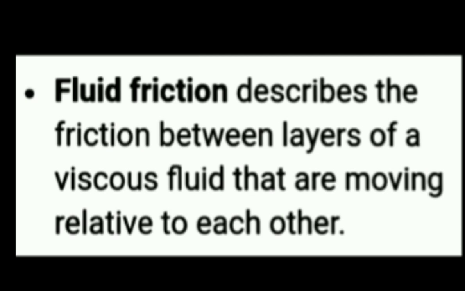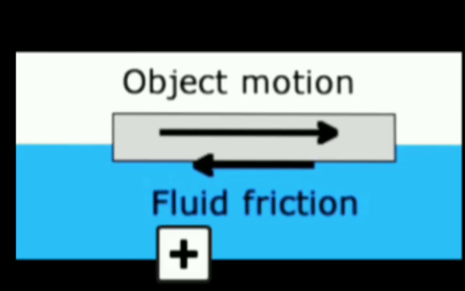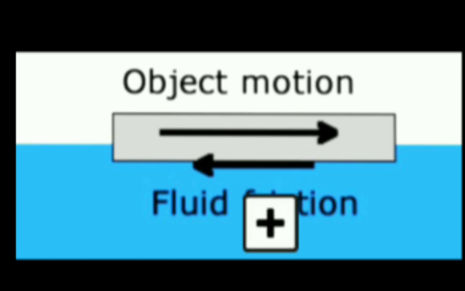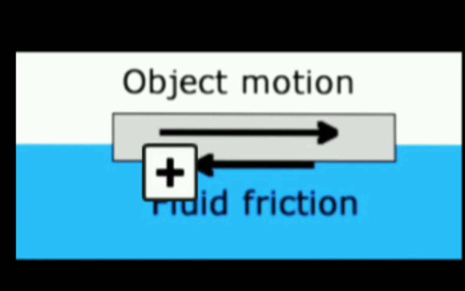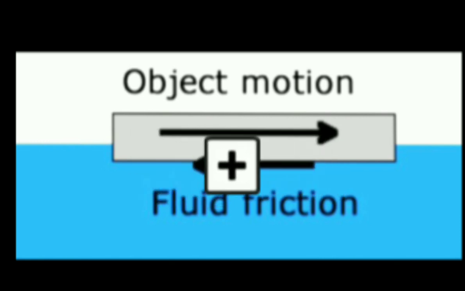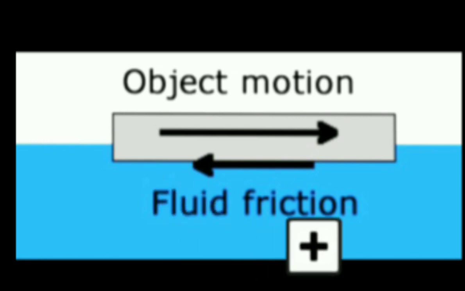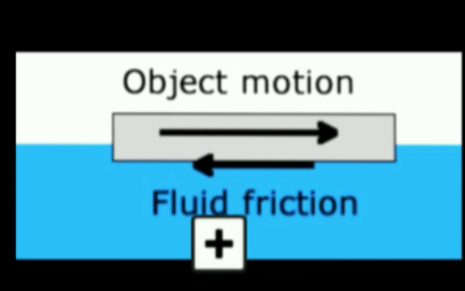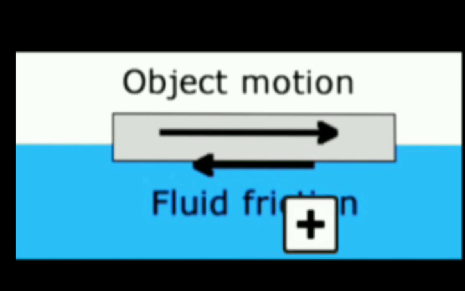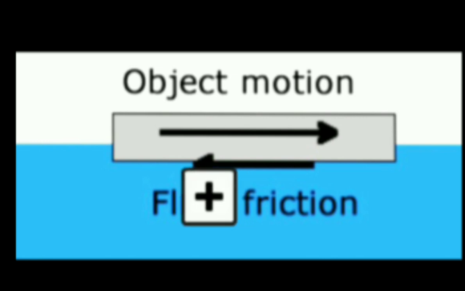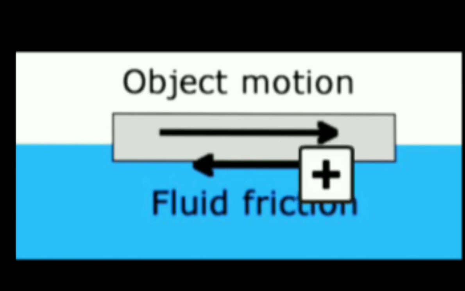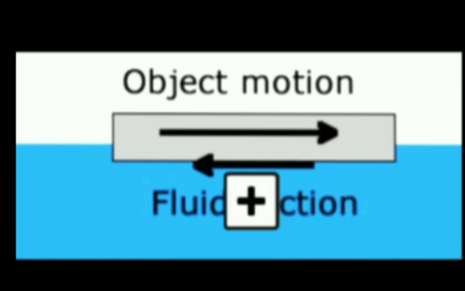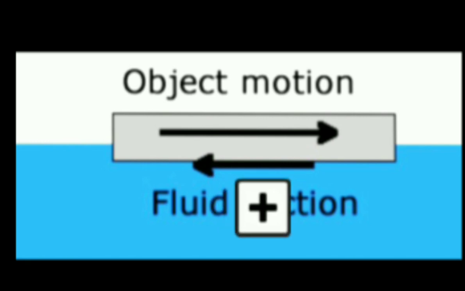Now let us see the direction of fluid friction. As we have studied, in case of friction between solid surfaces, that friction acts opposite to the relative motion between the surfaces. So here also you can say that the friction applied by the fluid also acts in the direction opposite to the one in which the object moves. Fluid friction acts in the opposite direction of the motion of the object.